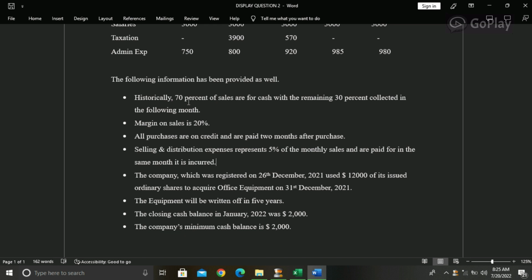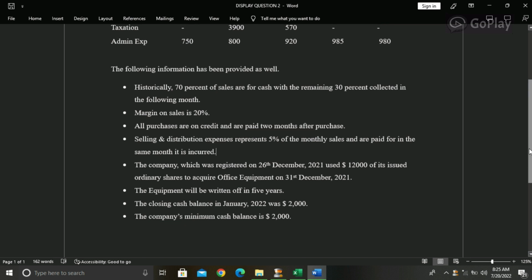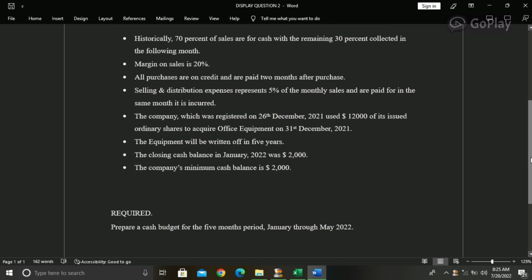The closing balance in January was $2,000. The last one says the company's minimum cash balance is $2,000. Now, required: you are to prepare a cash budget for the 5 months period, January through May 2022. So we are looking at 5 months.